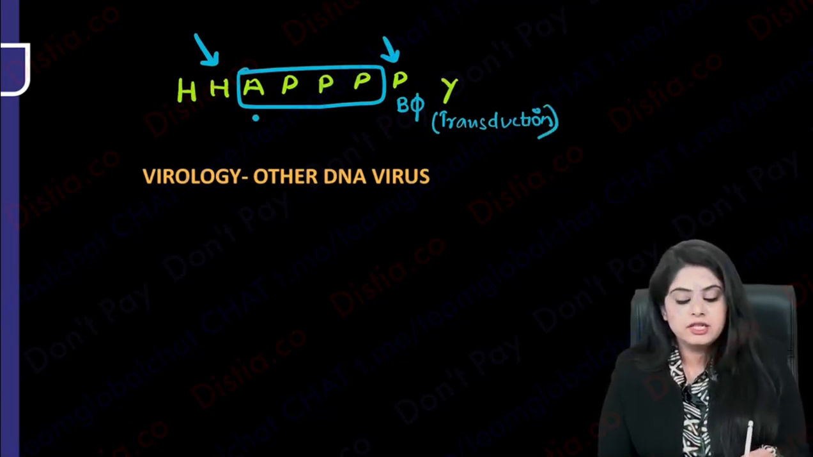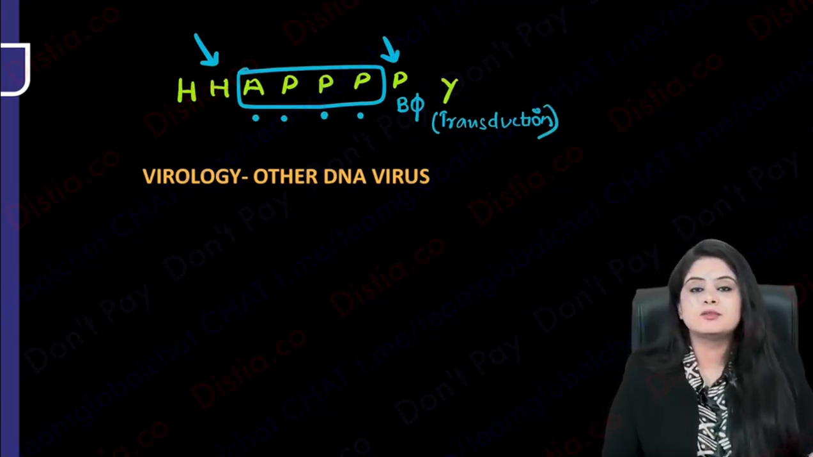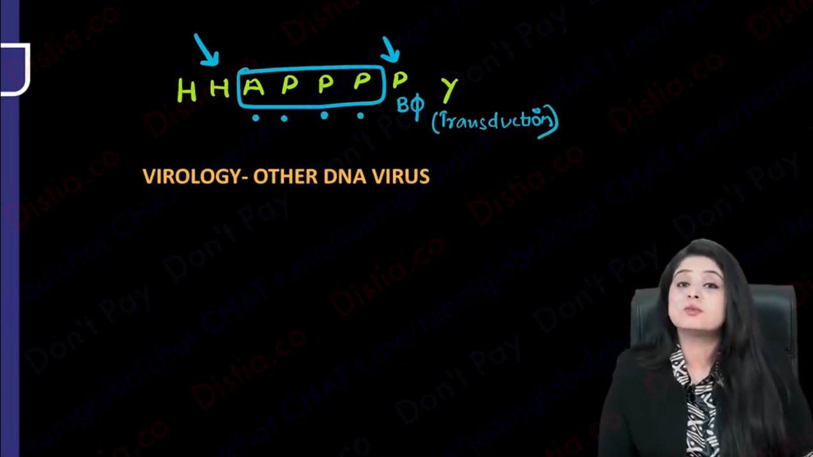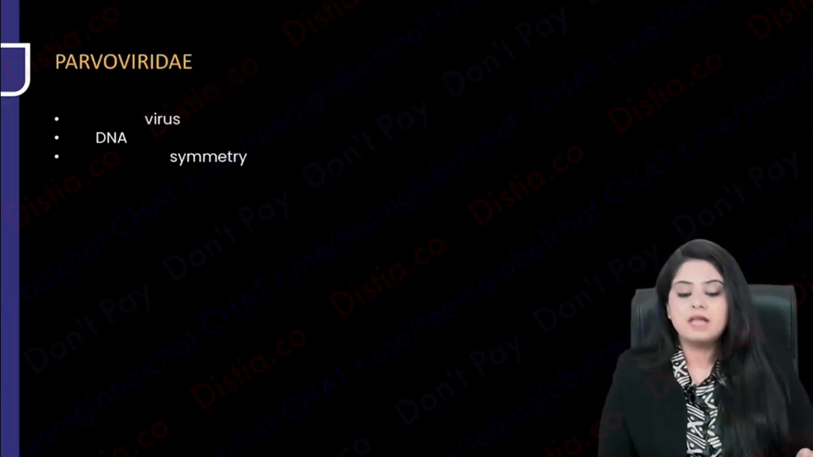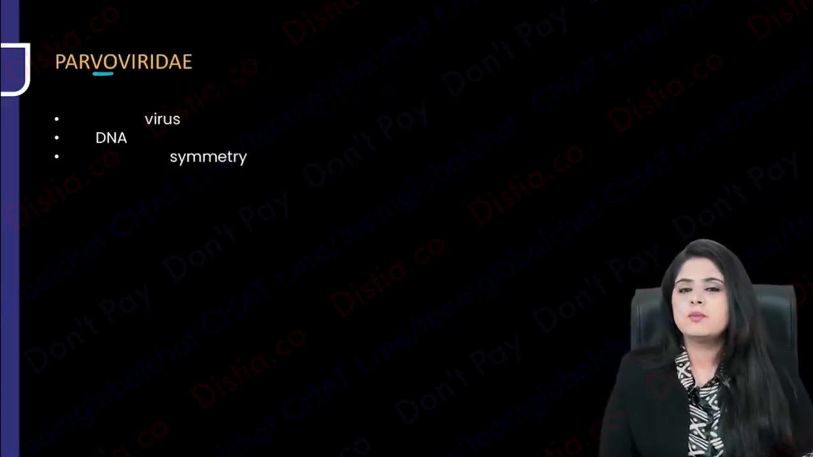That leaves us with the APPP. And that is what we are going to start with. So first one, I'll start with the important one, and that is going to be the parvoviridae. Now, I think you already know a story about parvoviridae from the general virology chapter, and I gave you the story of Paro and Devdas, isn't it?